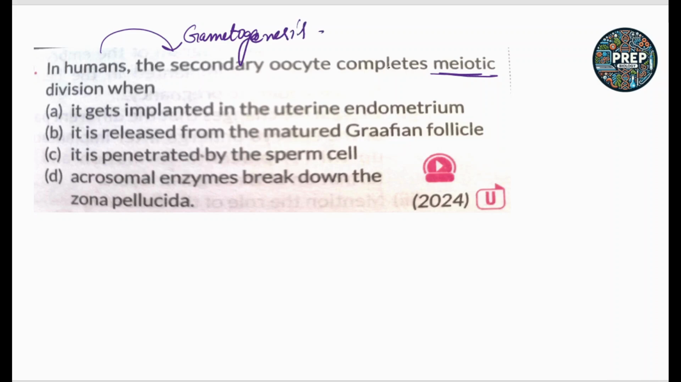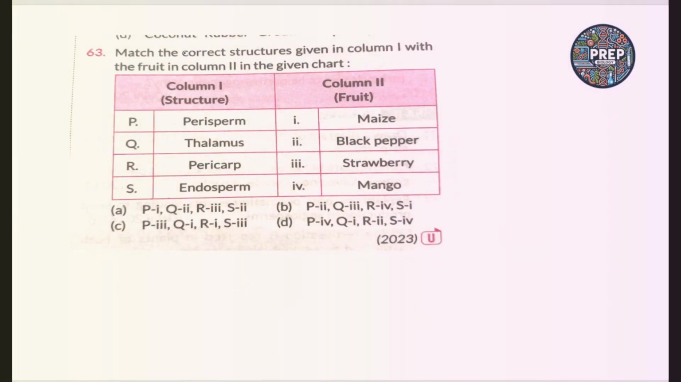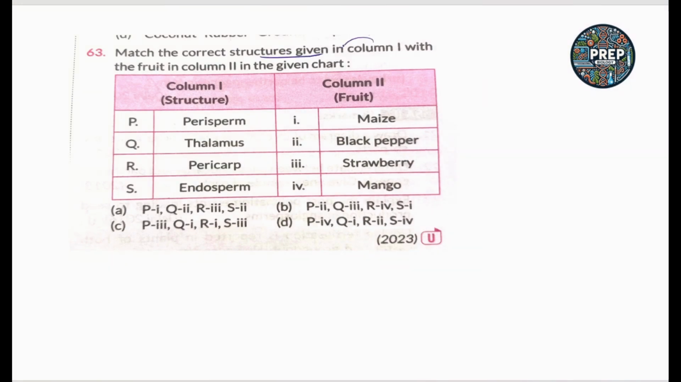So the secondary oocyte completes its meiotic division when it is penetrated by the sperm cell. When the sperm cell penetrates, the secondary oocyte completes its meiotic division. Okay, this is the match the following. You have to match the correct structure given in column 1 and 2. Column 1 has the structures, column 2 has the fruit.